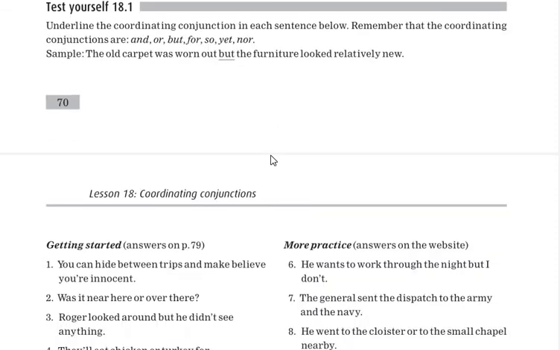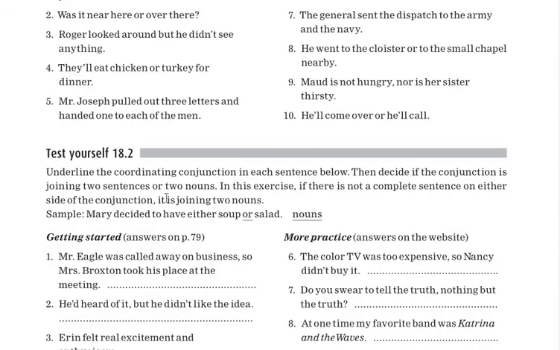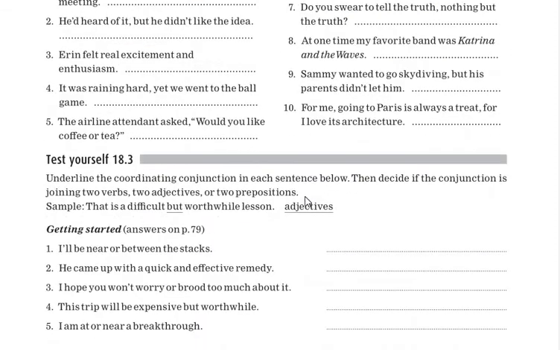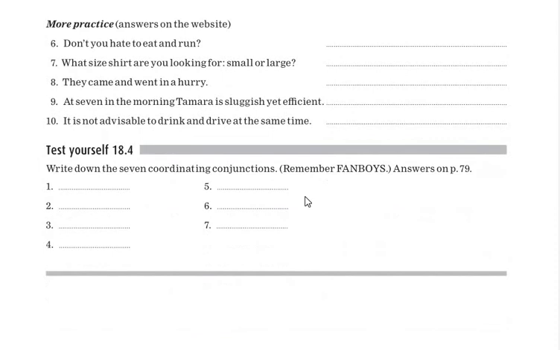Exercises here. Get started. You have to do this. In 18.2, you have to underline the coordinating conjunction in each of the sentences below, and decide if the conjunction is joining two sentences or two nouns. 18.3 and 18.4 are the same kind.